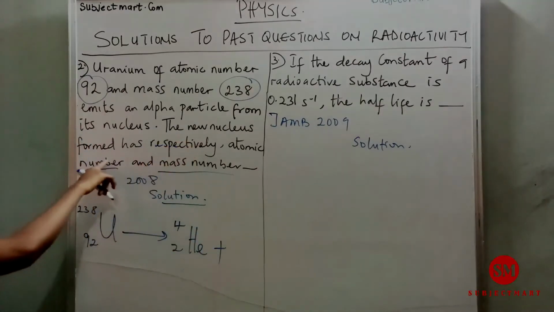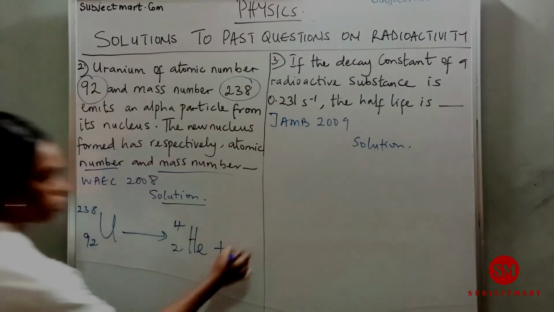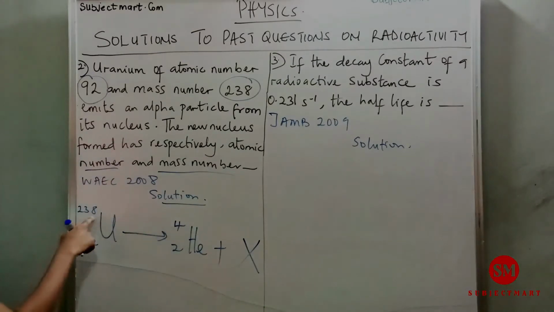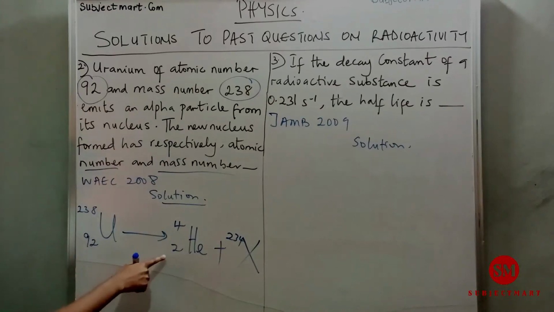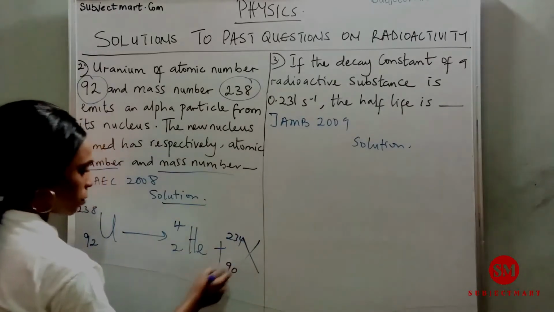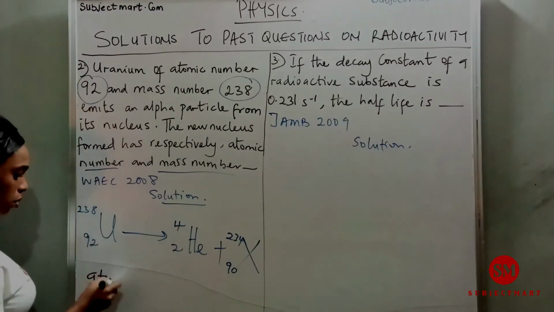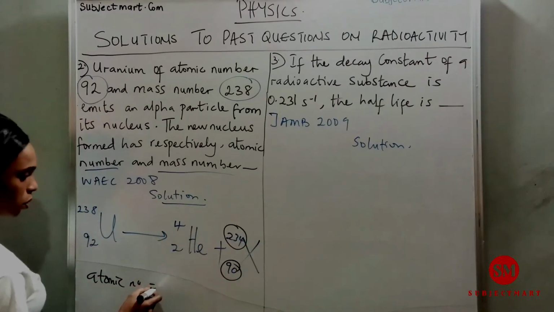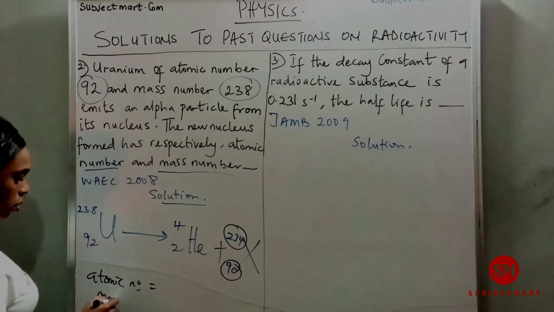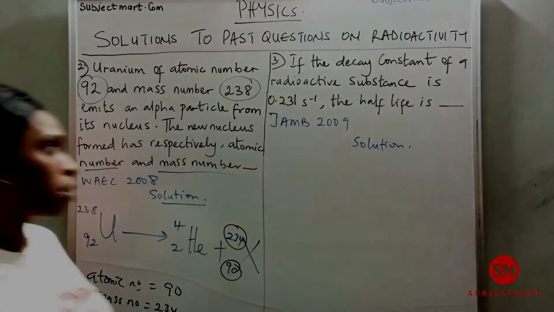So the question says, what's the atomic number of the new element formed? So the new element formed is 238 minus 4, that will give us 234. And then 92 minus 2 will give us 90. So the mass number is equal to 234 and the atomic number is equal to 90. So I want to believe that is very explanatory.